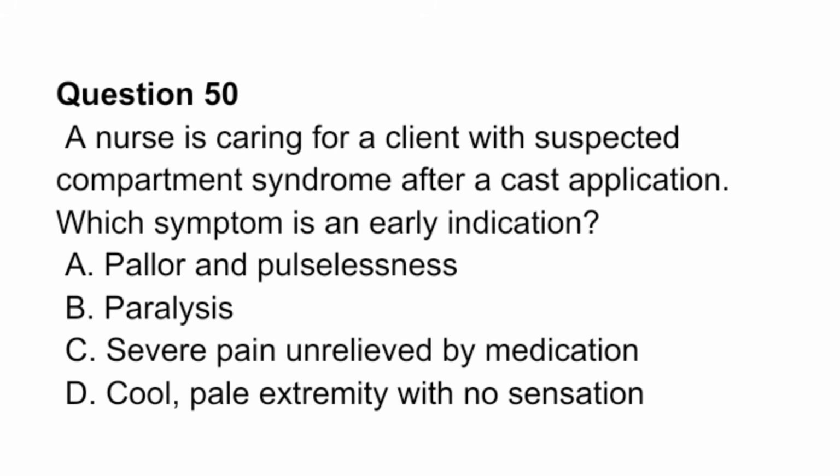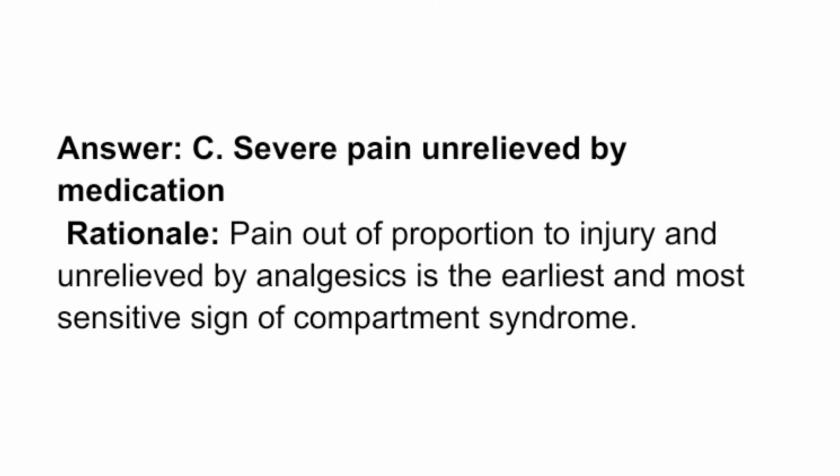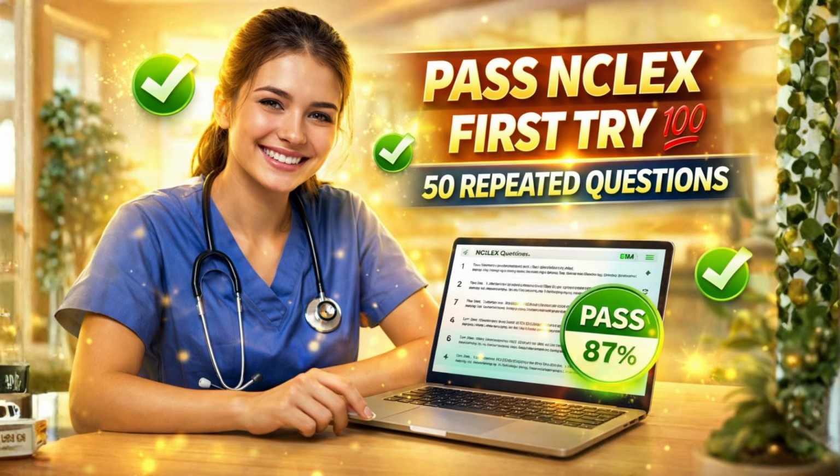Question 50. A nurse is caring for a client with suspected compartment syndrome after a cast application. Which symptom is an early indication? A. Pallor and pulselessness. B. Paralysis. C. Severe pain unrelieved by medication. D. Cool, pale extremity with no sensation. Answer: C. Severe pain unrelieved by medication. Rationale: pain out of proportion to injury and unrelieved by analgesics is the earliest and most sensitive sign of compartment syndrome. That wraps up this set of high-level NCLEX practice questions.